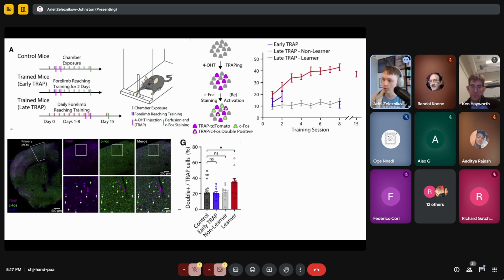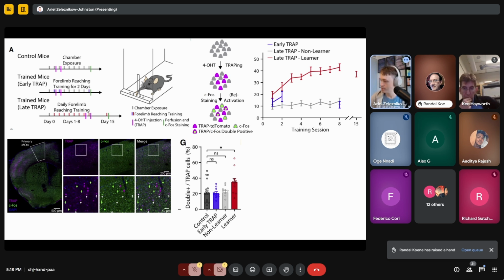And what's interesting is that you don't see that for early TRAP, which means that it doesn't look like the neurons that are used during the early stages of learning necessarily overlap to a large degree with the neurons that are active once the animals learn the task really well. So on day 8 of training. And you see the same thing for the non-learner rodents as well.